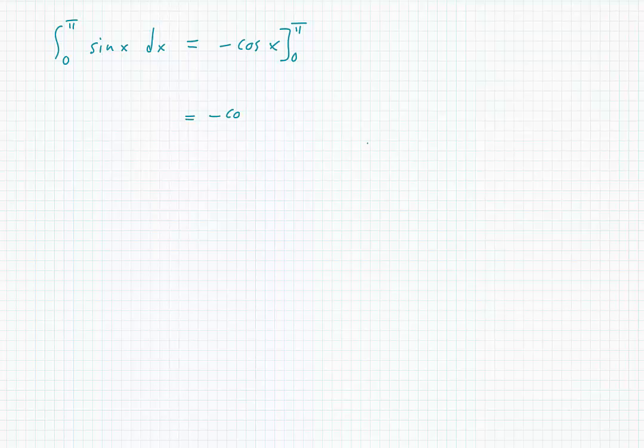So we get negative cosine of pi minus negative cosine of 0. Now, cosine of pi is negative 1, so we have the opposite of negative 1 there, minus cosine of 0 is positive 1, so we're going to get negative 1 out of those parentheses. That's going to give me 1 plus 1, or 2.